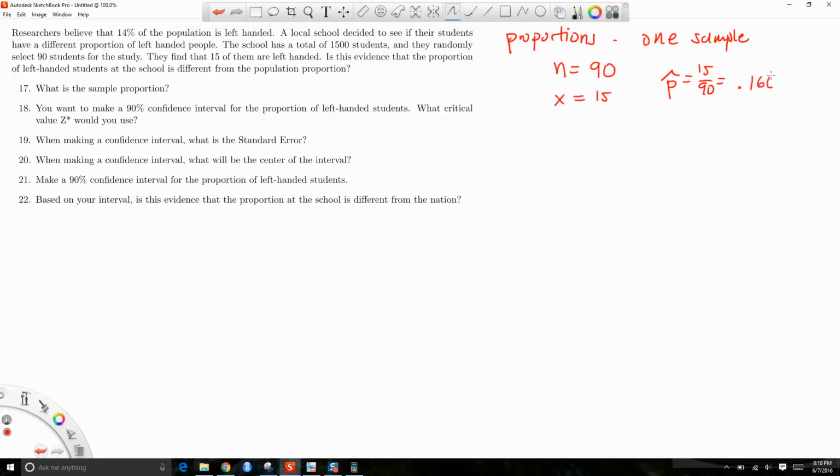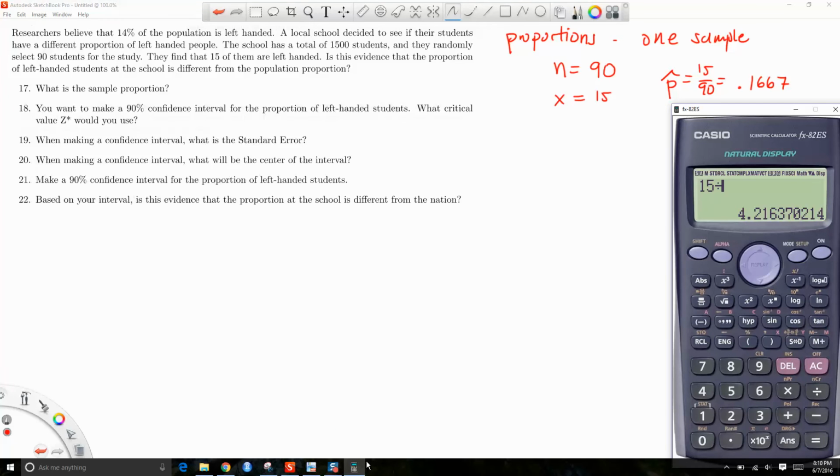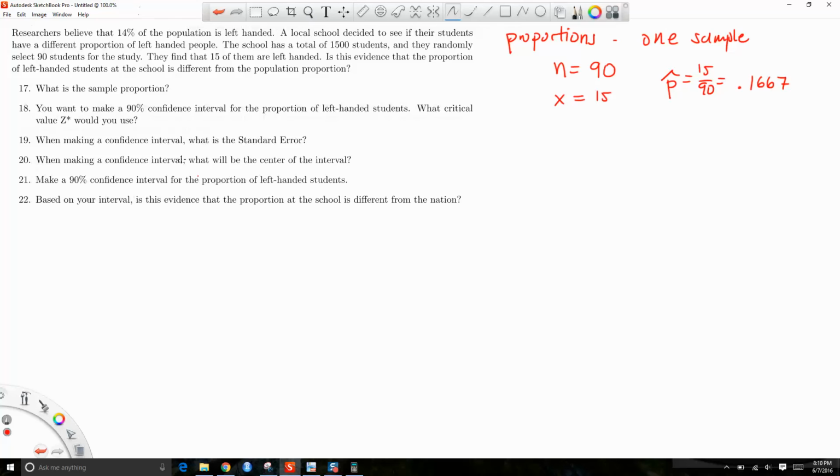which is 0.1667, something like that. 15 divided by 90, yeah, 0.166 and so on. So my sample proportion p hat is 15 out of 90. That's what we have there.